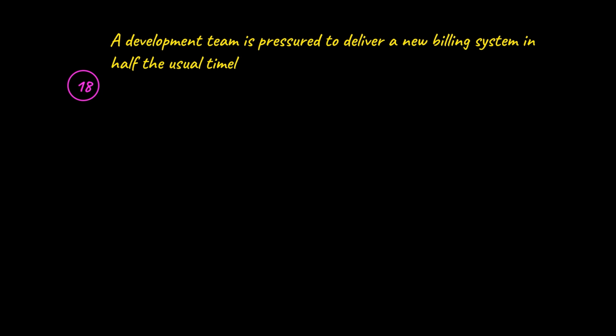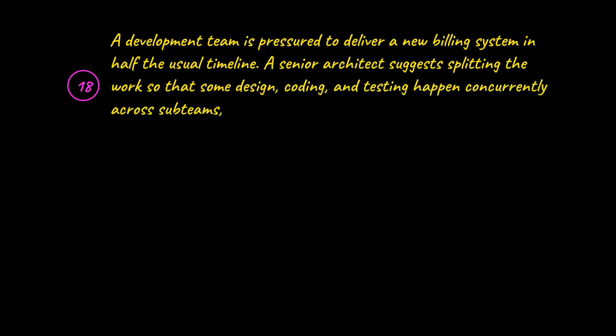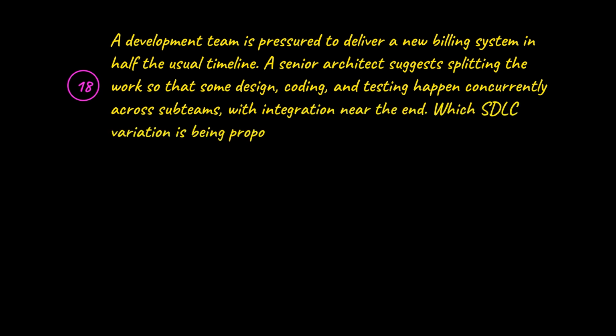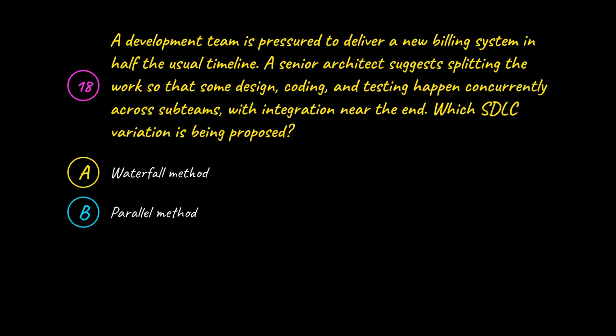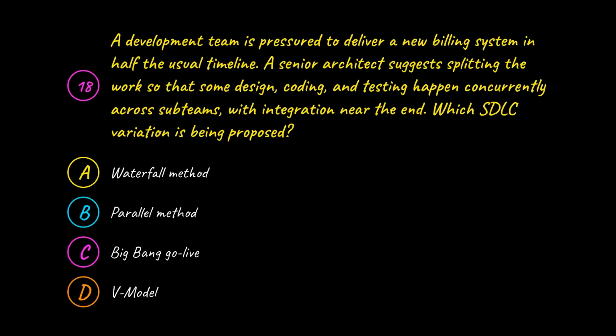Question 18. A development team is pressured to deliver a new billing system in half the usual timeline. A senior architect suggests splitting the work so that some design, coding, and testing happen concurrently across sub-teams, with integration near the end. Which SDLC variation is being proposed? Your options are A. Waterfall method, B. Parallel method, C. Big Bang Go Live, D. V model. Take a second. Which answer would you pick?